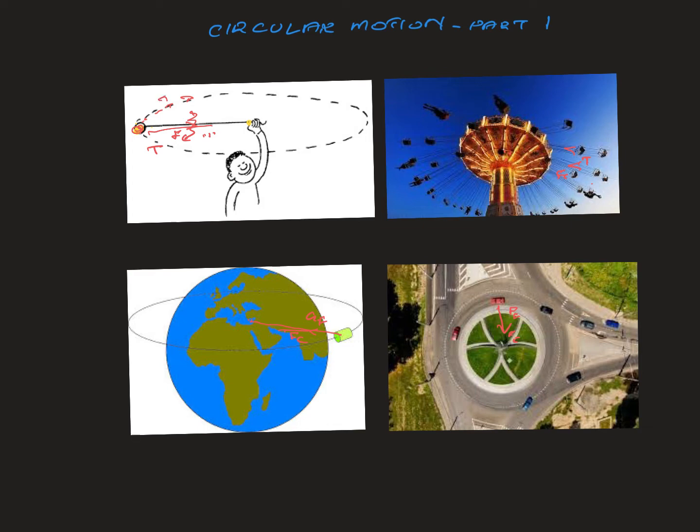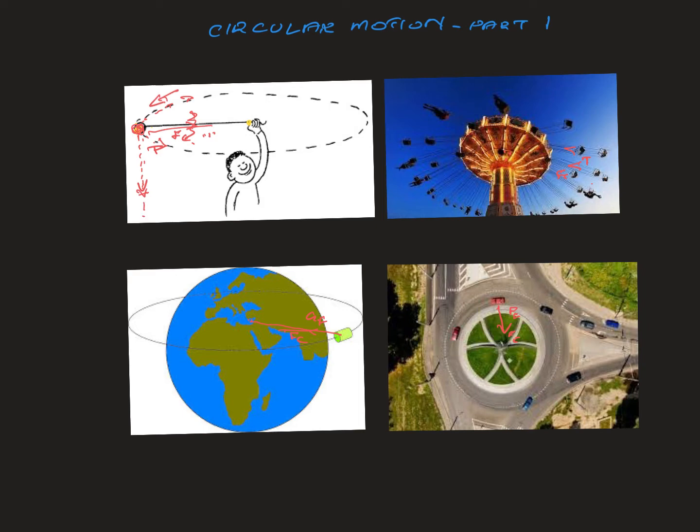Say the object is moving in this way, in a circle. When you cut the string, the object will naturally want to move in this direction, but because of the pull, it's going in this direction. So if you cut the string, the ball will continue in this direction, which is tangent to the circle.